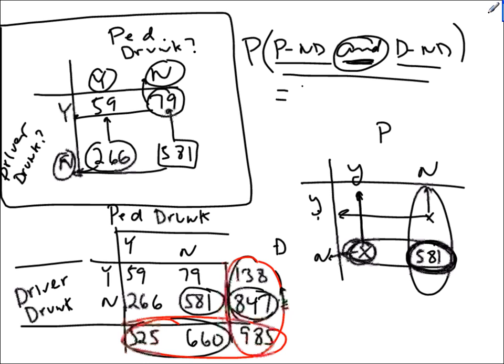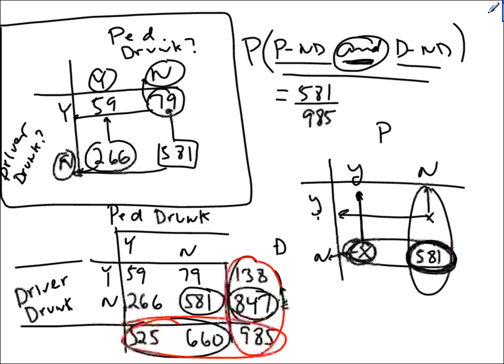So the answer will be 581 times out of 985 times, nobody was drunk. I should have said 581 times out of 985 accidents, pedestrian automobile accidents, 581 times, nobody was drunk. Which is not good because there's an awful lot of times where people were drunk.